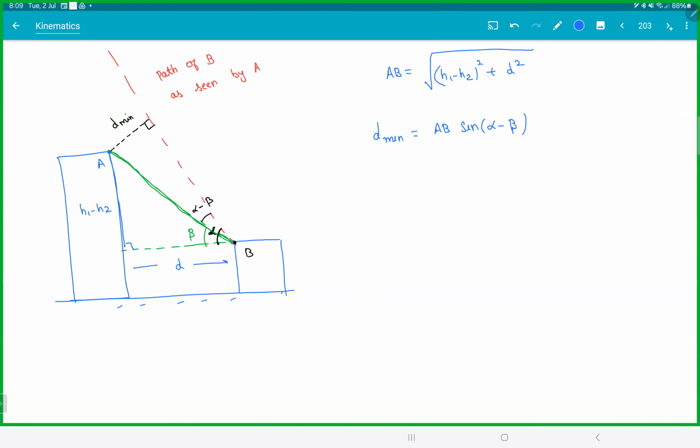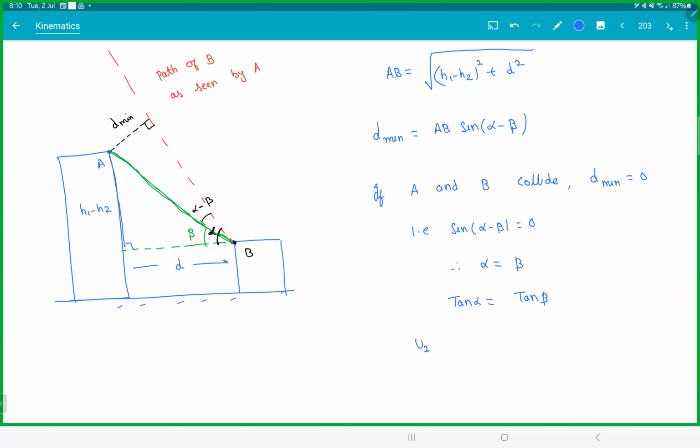Now, for the second part, if they want to collide, tell me one thing, if two particles meet, what is the minimum distance between them? 0, right? If A and B collide, then D minimum should be 0. That is, sine (alpha minus beta) is 0. Therefore, alpha should be equal to beta. Or you can say tan alpha is equal to tan beta.